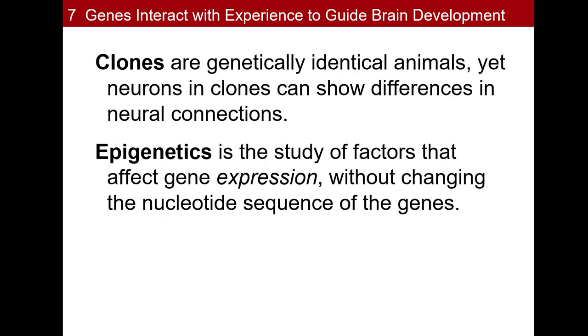All right, now, when we're talking about nature versus nurture and the development of the nervous system, this can lead to a conversation about clones. So when it talks here about clones being genetically identical animals, sometimes this happens naturally. If you have identical twins, then technically you have clones. They are genetically identical. And we'll talk a little bit more about twins coming up just a bit.